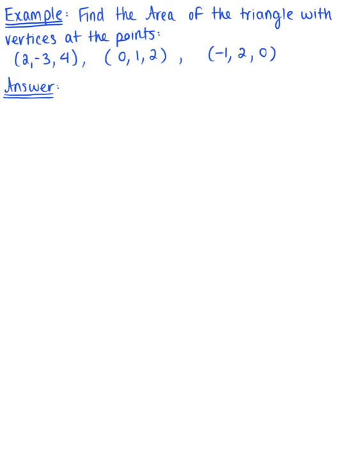Find the area of the triangle with vertices at the 3 given points. So just to get us started here, I'm going to label these points. We can say that this is point A, point B, point C. So let's think about this a little bit first before we jump in.